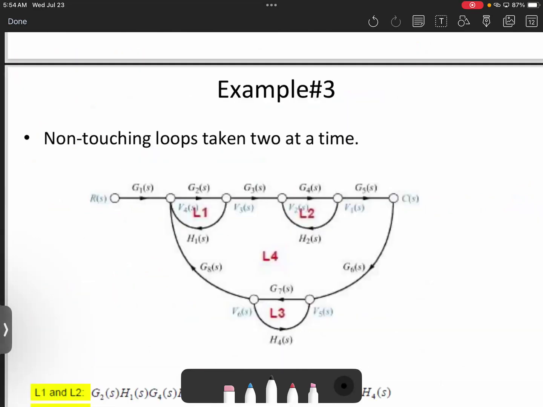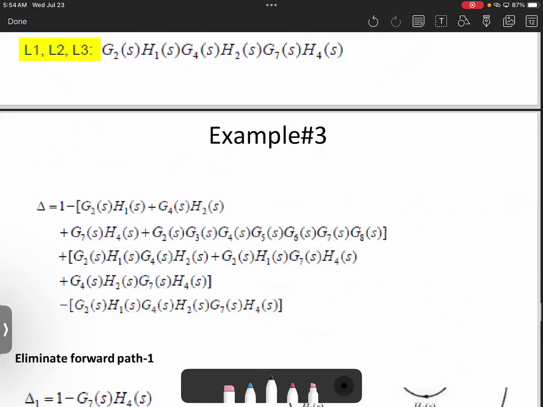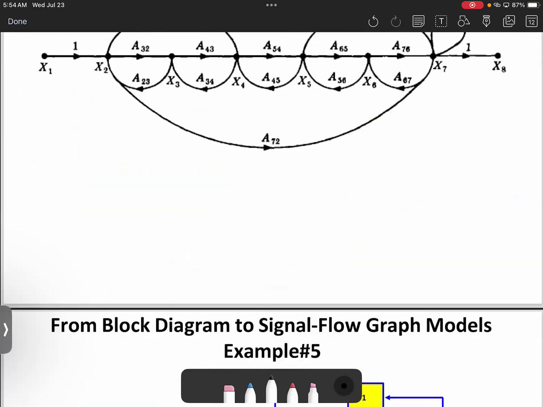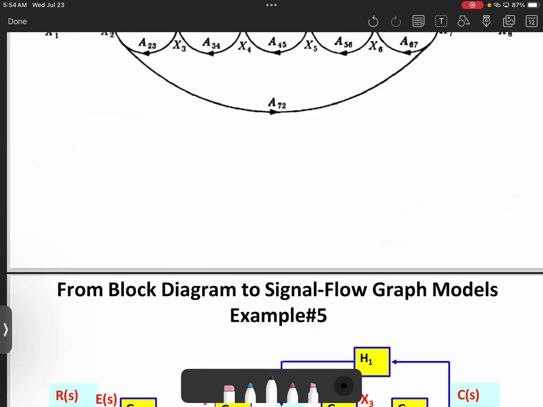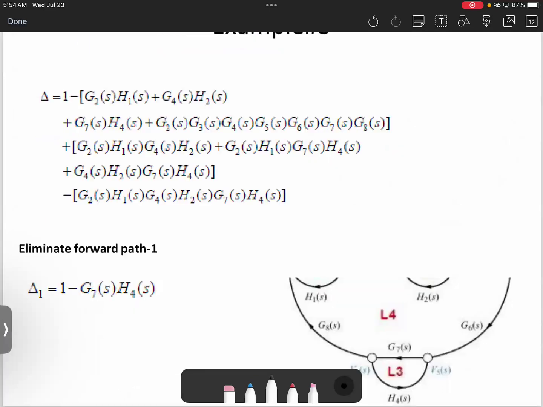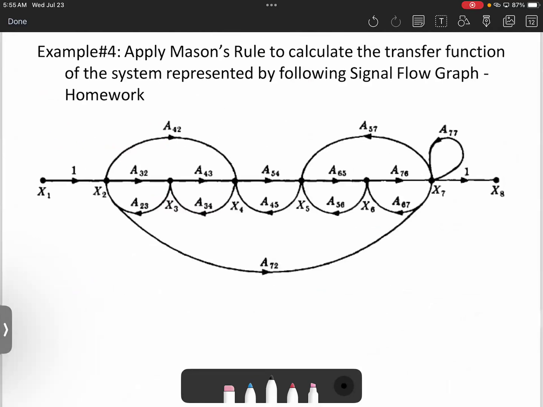We have 4 loops, as I mentioned, touching L1, L2, L3. That's the overall delta after substituting the variables, then this is this one. Okay. Do you remember this? Yeah. This is homework.